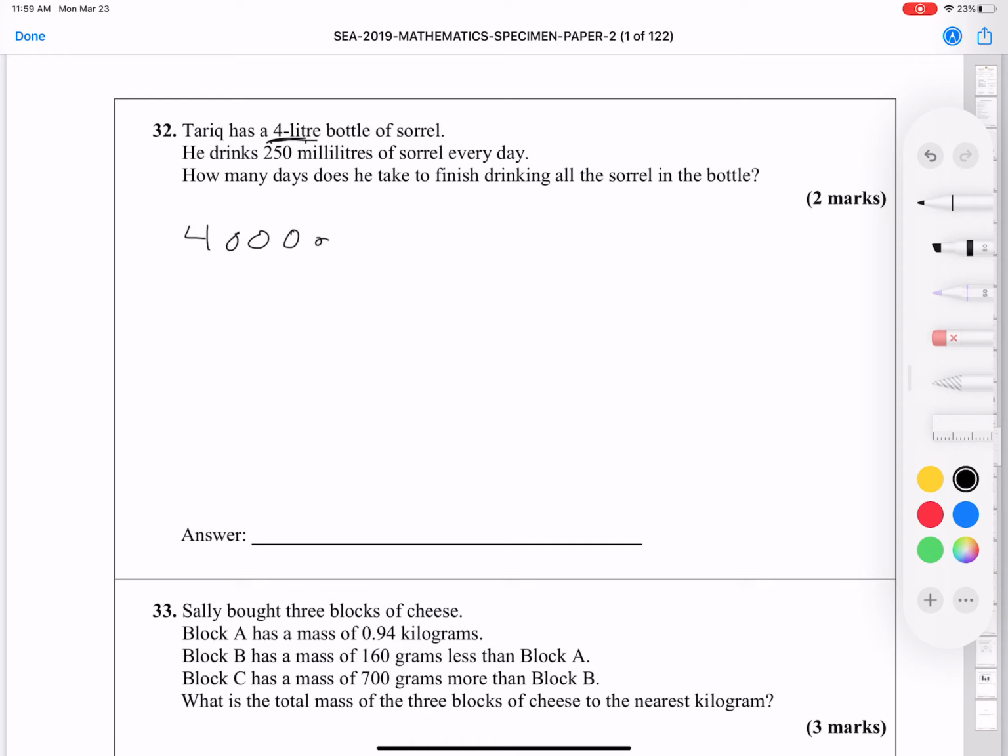16. Alright, another way. Each liter of sorrel has 4 quarter liters. 250 milliliters is a quarter liter. So 4 quarters: 250, 250, 250. How many of these he has? He has 4. So 4 fours are 16.